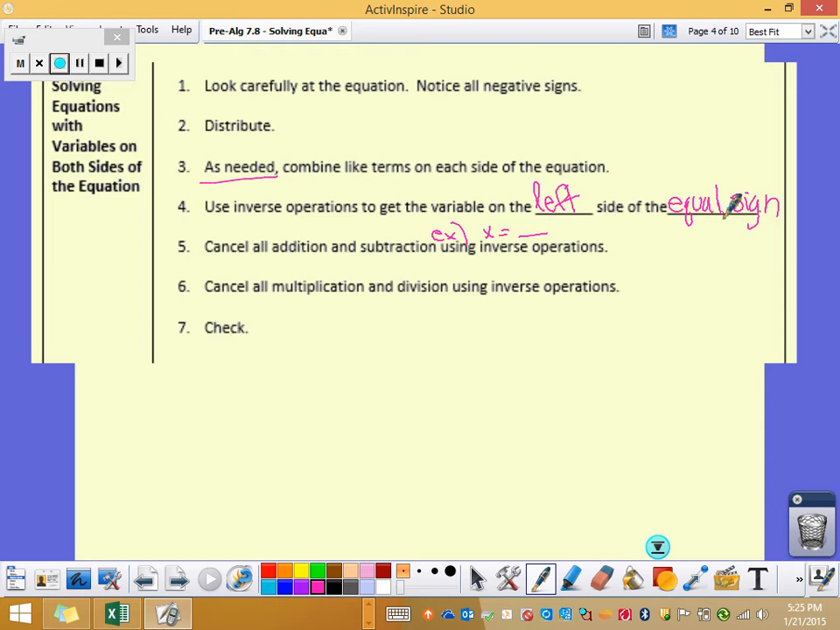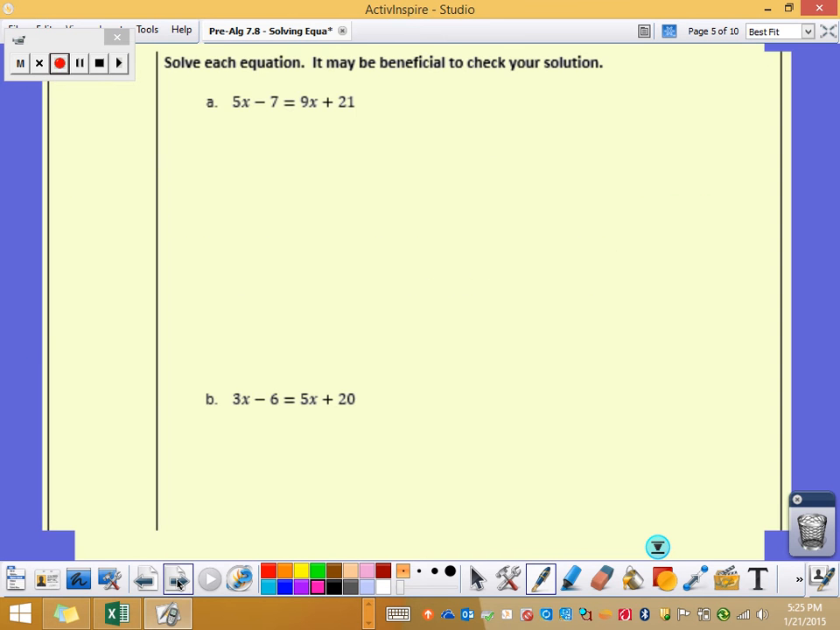Number 5, cancel addition and subtraction using inverse operations. Number 6, cancel multiplication and division using inverse operations. And number 7, check. I think we're good with that. So I'm going to move on ahead.